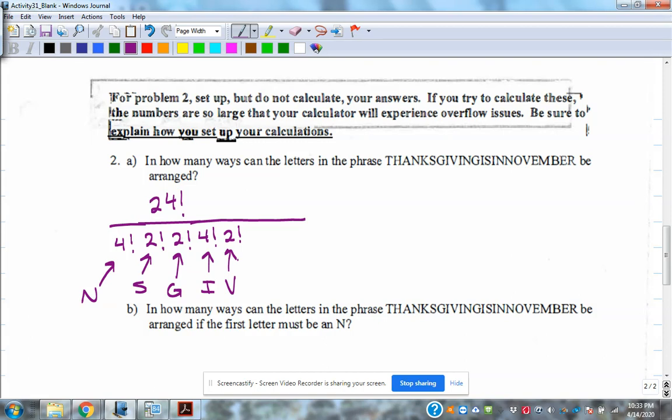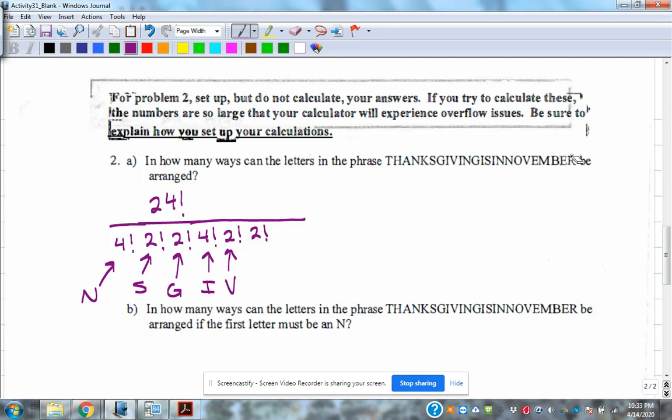Okay. And then we go to the next letter. I, we've already taken care of. N, we've already taken care of. G, we've already taken care of. S, there's S, we've already taken care of. I's, N's, O's. Is O in there more than once? No, it is not. V, we've already taken care of. E's, yes, there's E's. November has 2 E's. So that is a 2 factorial.